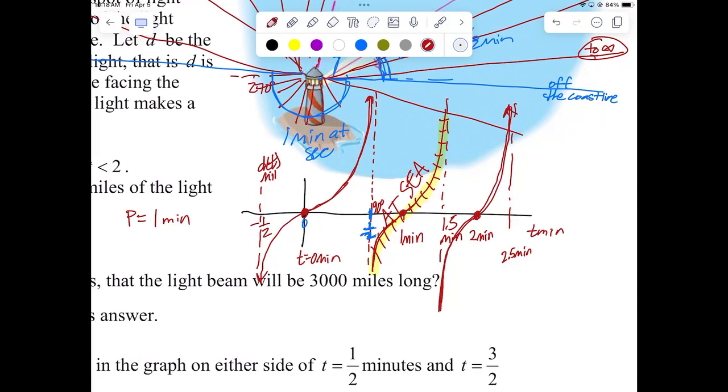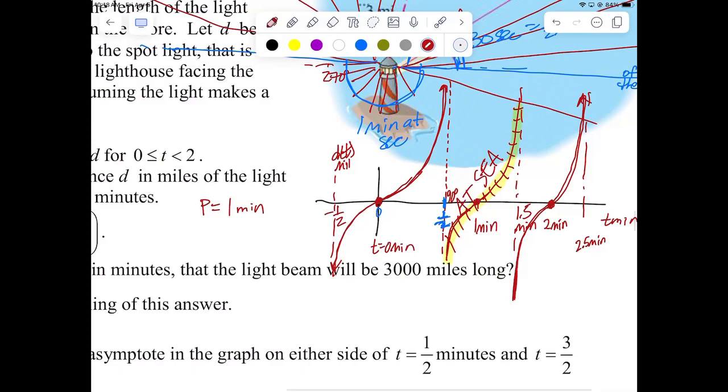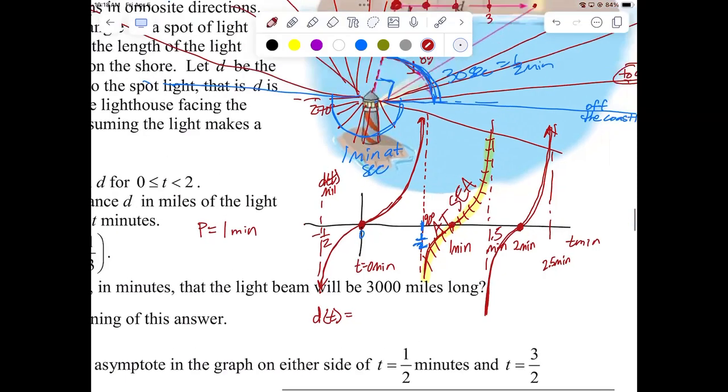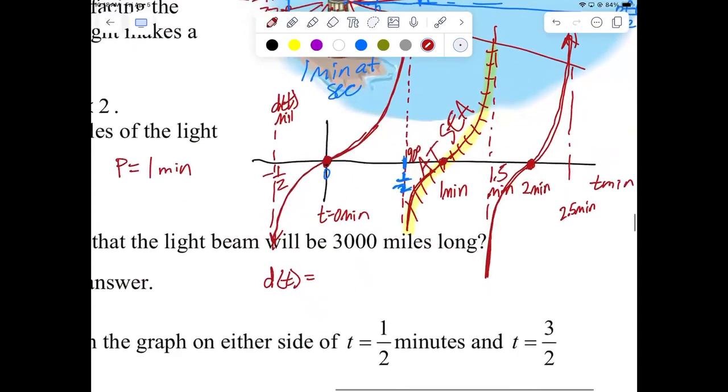Okay? So it is a graph of tangent. It is a graph of tangent, but we only get to see or apply it every other branch. Y'all see that? Okay, that's kind of cool. But we can still write the equation. So the equation, we're going to say d of t, the distance down the coast, is, we're going to need the amplitude, the A value. What's the A value? Let's leave that blank for now.